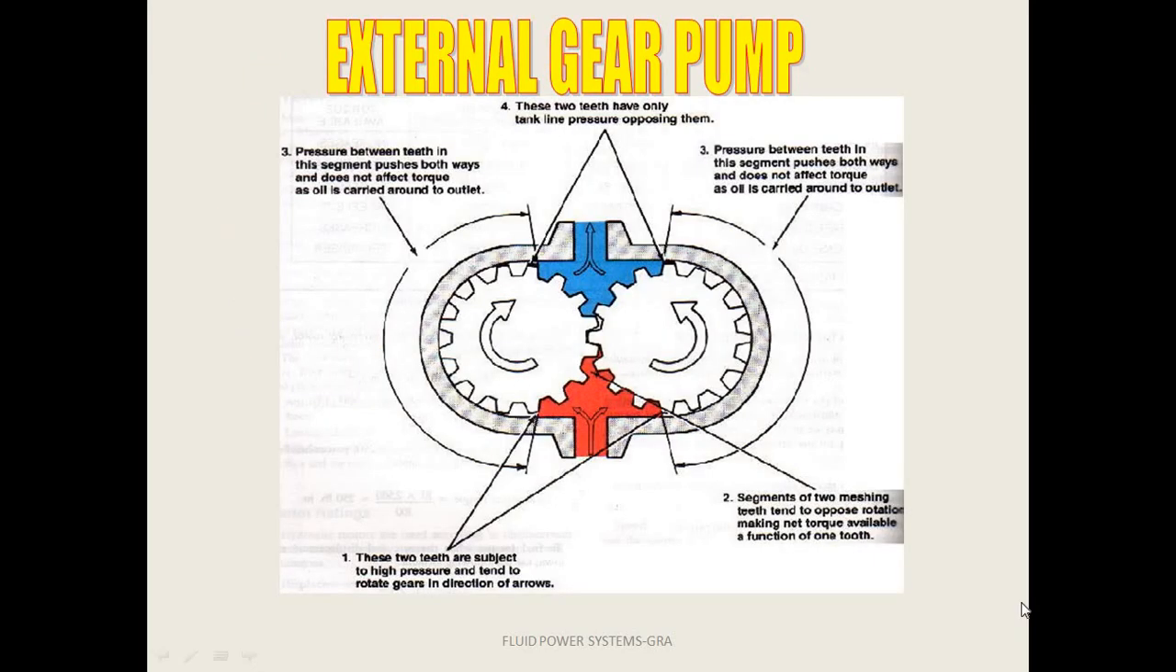First let us go through the working of an external gear pump. This is a diagram which depicts how the external gear pump looks. Let us go through the construction first. It is made up of an outer casing. Inside that we have 2 spur gears, which have the same number of teeth. These 2 rotate in opposite directions, and only one of them is mounted on the prime mover. That is about the construction.